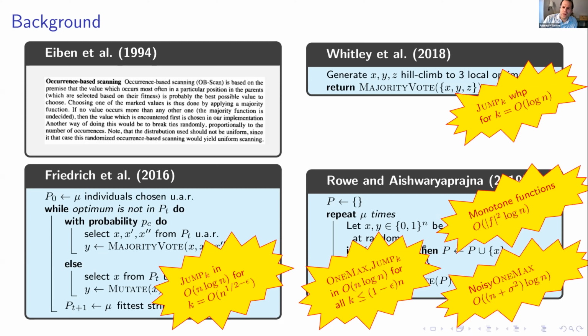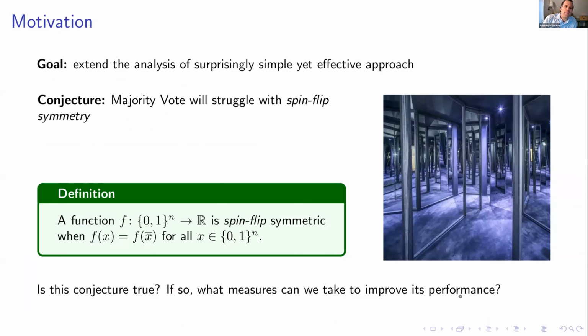So we want to focus on this one. The motivation of the paper is to look into this surprisingly simple yet effective approach, and see where it could have trouble. We conjectured that, in particular, where this algorithm would struggle is on functions that have spin-flip symmetry. A function has spin-flip symmetry when it's invariant to complementation.